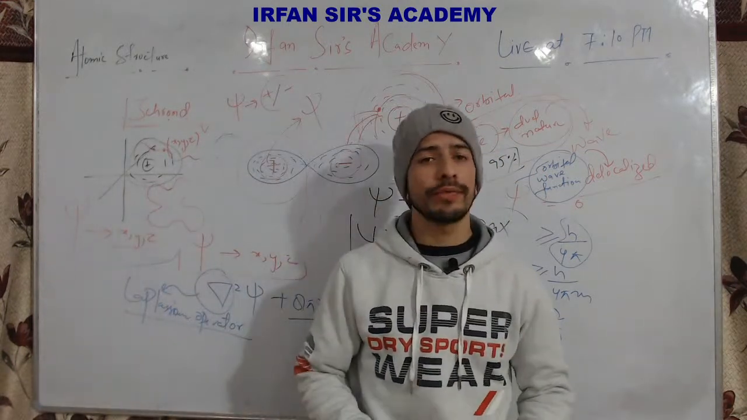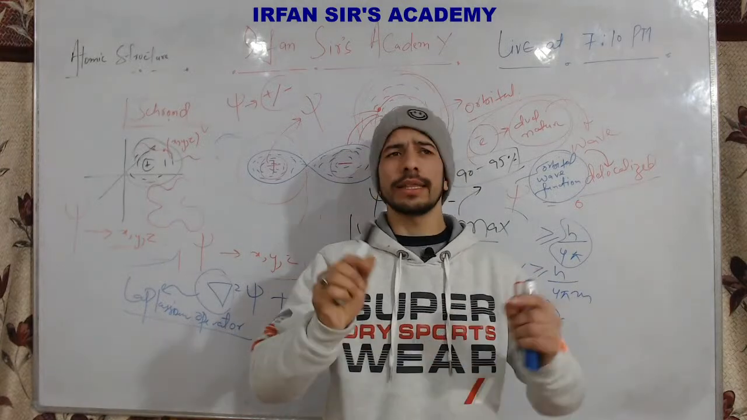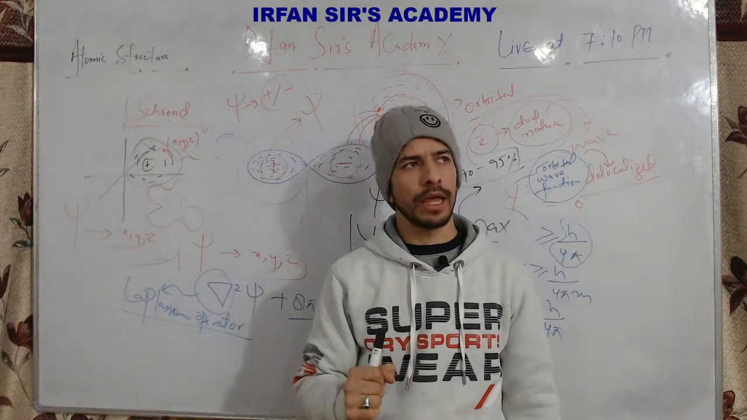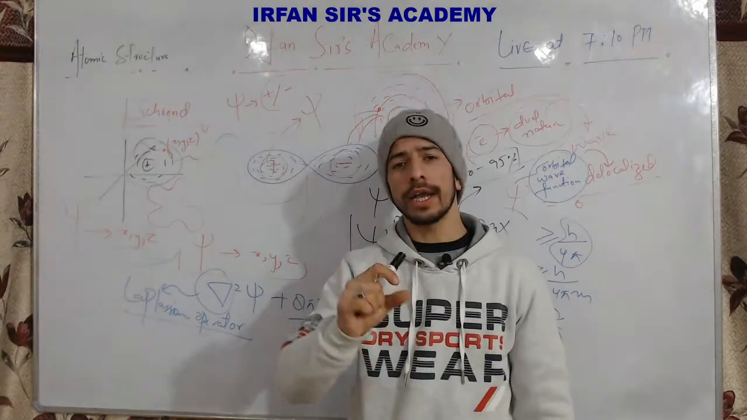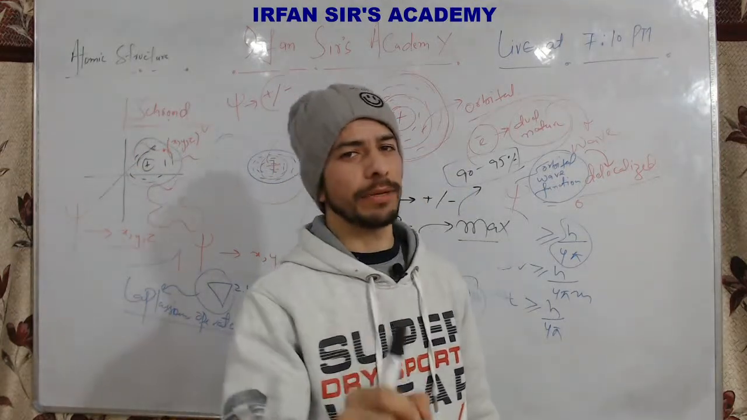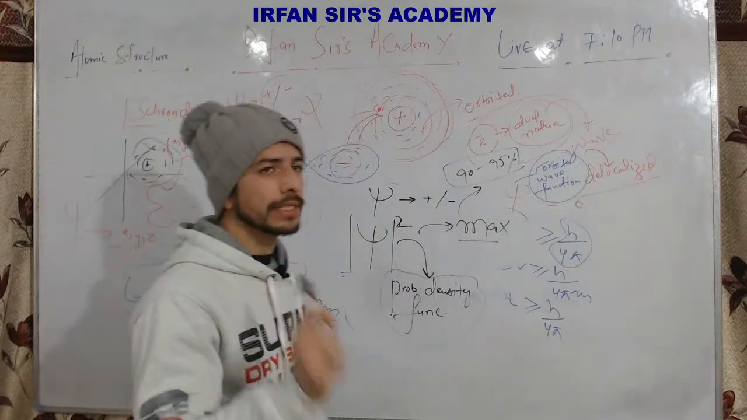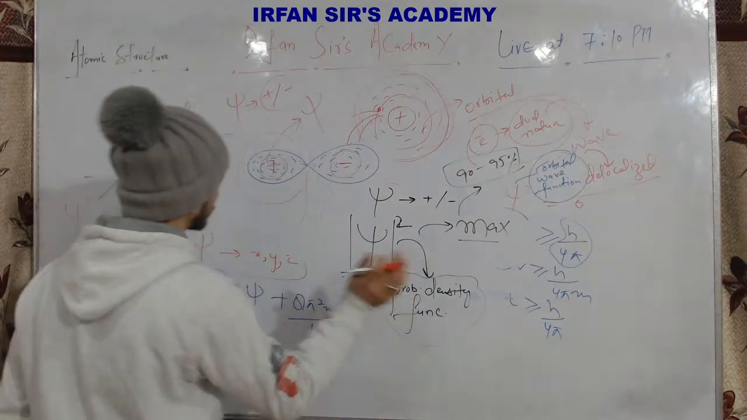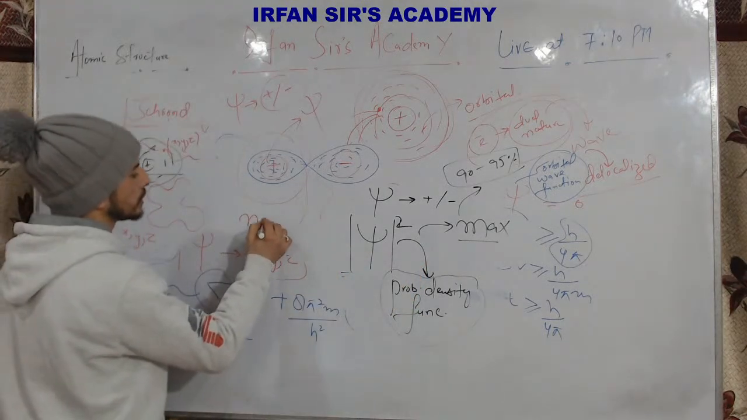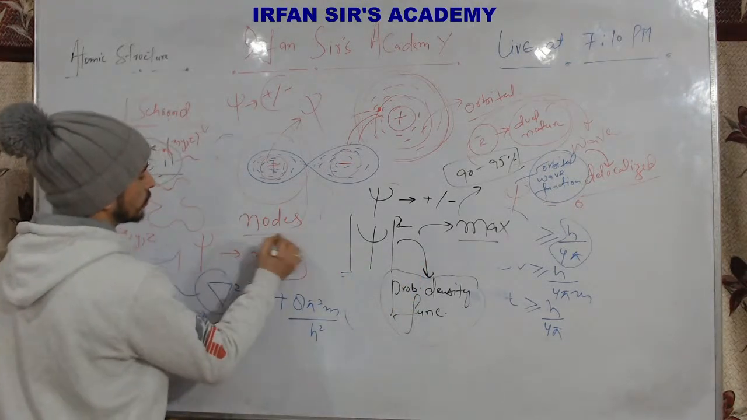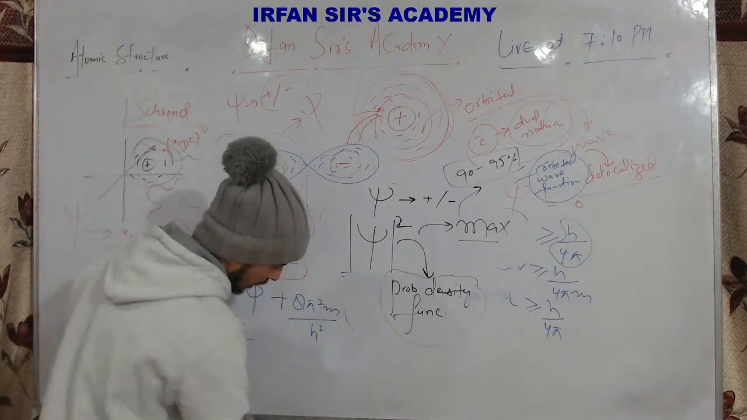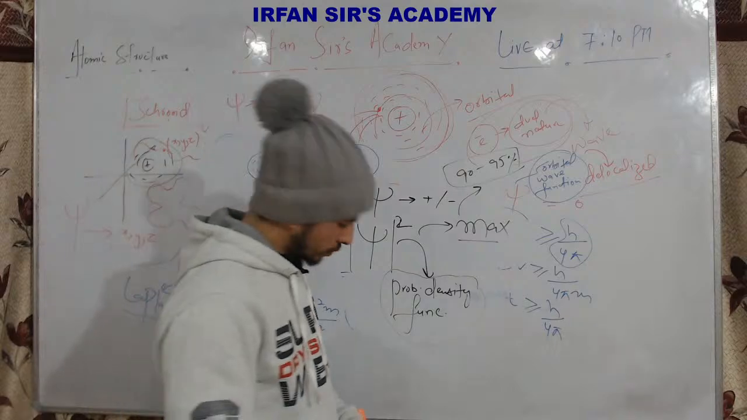Sir, if there is maximum probability, it means there is some very large probability, but there are some regions where the probability of finding an electron is minimum, or it can be zero. Those regions or those points are called nodes. I hope it's clear to you. Those are called nodes.